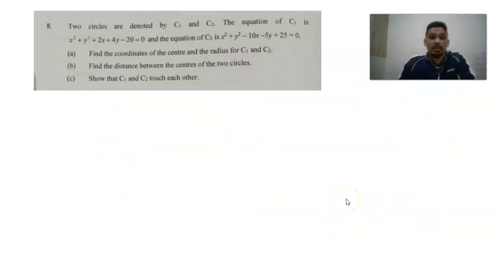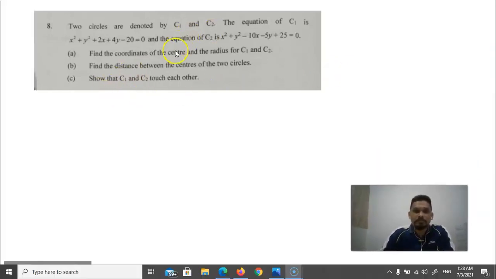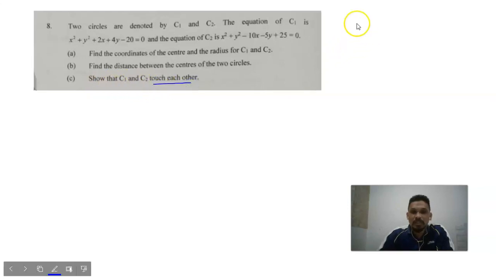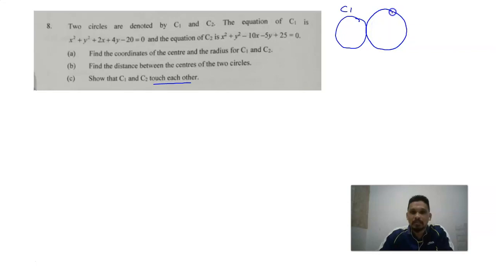Okay, next, two circles are denoted by C1 and C2, with the equations of C1 and C2 here. Find the coordinate of center and radius for C1 and C2. Find the distance between the centers of these two circles and show that C1 and C2 touch each other. To show that C1 and C2 touch each other, it is something like this. This is circle number 1 and this is circle number 2. Which is bigger does not matter here. What matters is that it touches at one point.